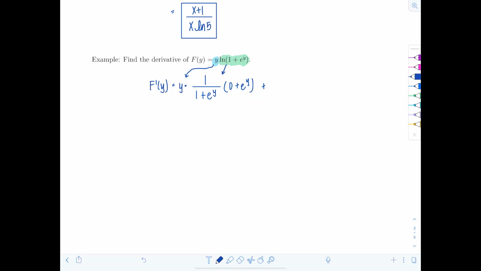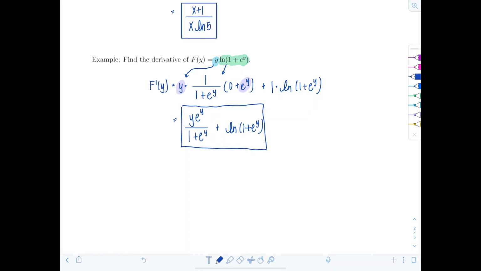And then I have plus, now I'm going to take the derivative of y. So that's just 1, and then I get to leave ln of 1 plus e to the y alone, right? They take turns having their derivative taken. Okay, let's see. Is this going to clean up much? So in the numerator on this first term, I'm going to have y times e to the y, over 1 plus e to the y, plus ln of 1 plus e to the y. That's it. That's as cleaned up as it gets. Let's box it nicely, for goodness sake. Okay, much better.